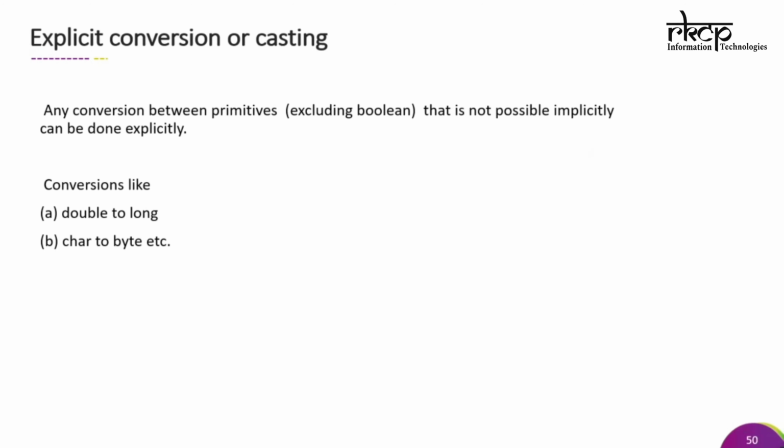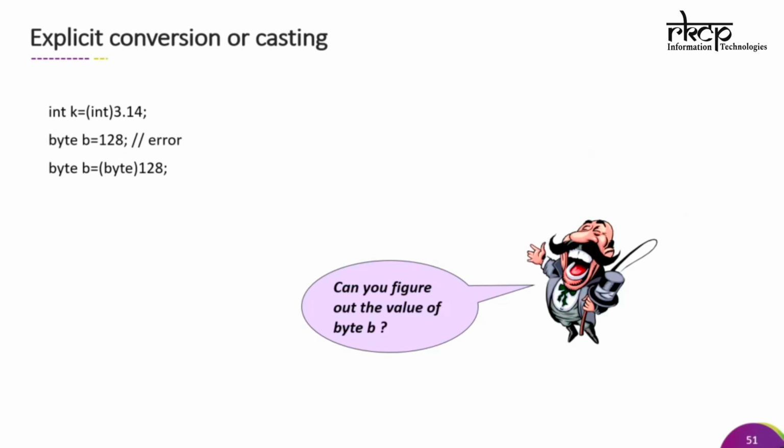Like you want to convert double to long, char to byte, int to byte. All of these you have to do yourself. See here, I am using int k equal to 3.14, suppose. And here byte b equal to 128. It is saying no, it is wrong. When I write byte 128, it is saying now it is correct. Any integer which is out of range, it will not accept. So to bring it within range, you have to explicitly typecast.